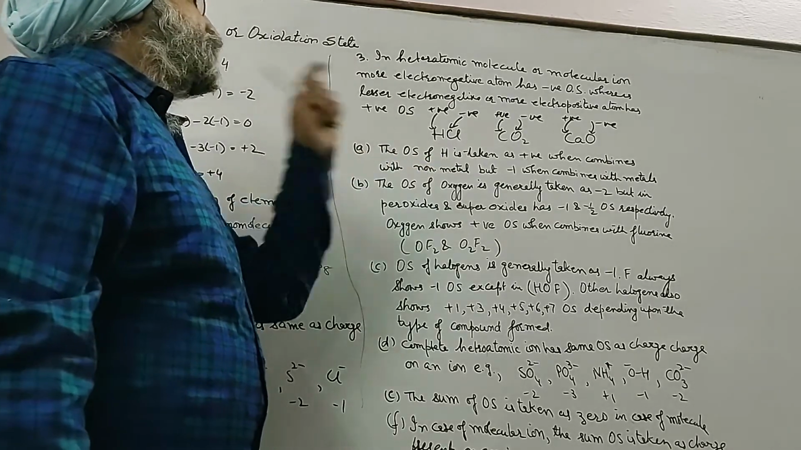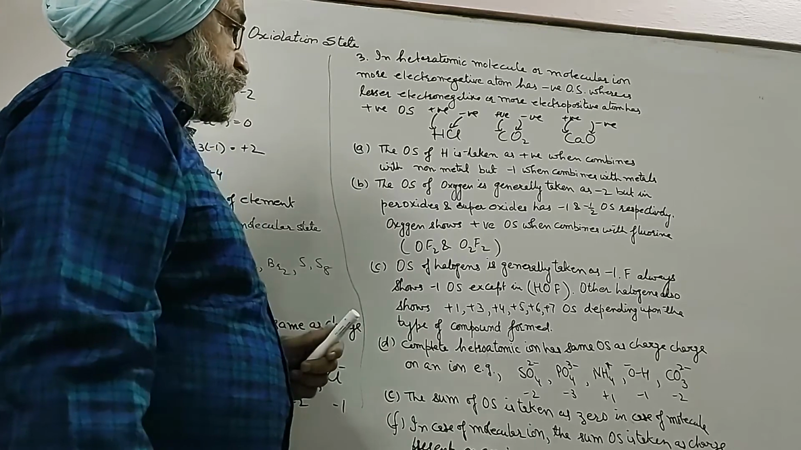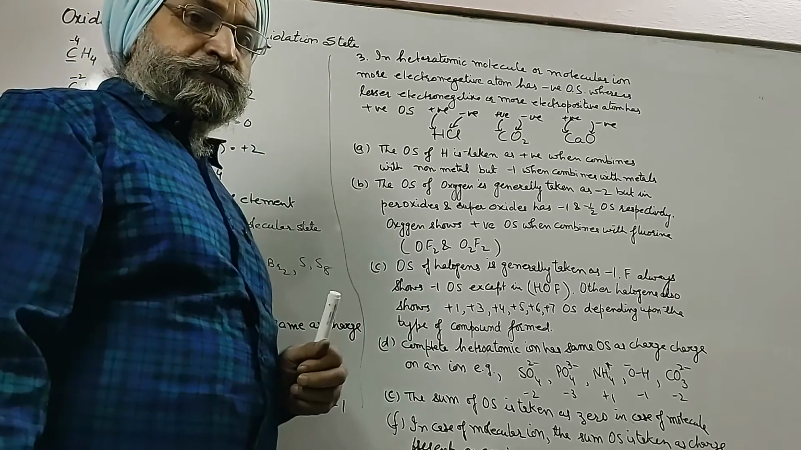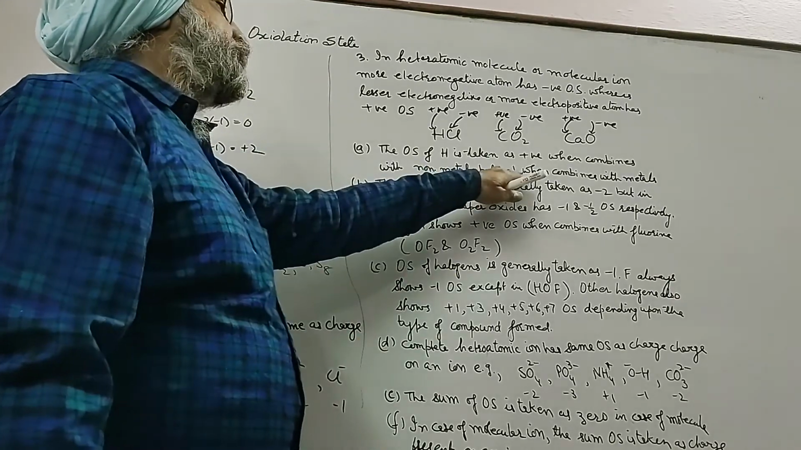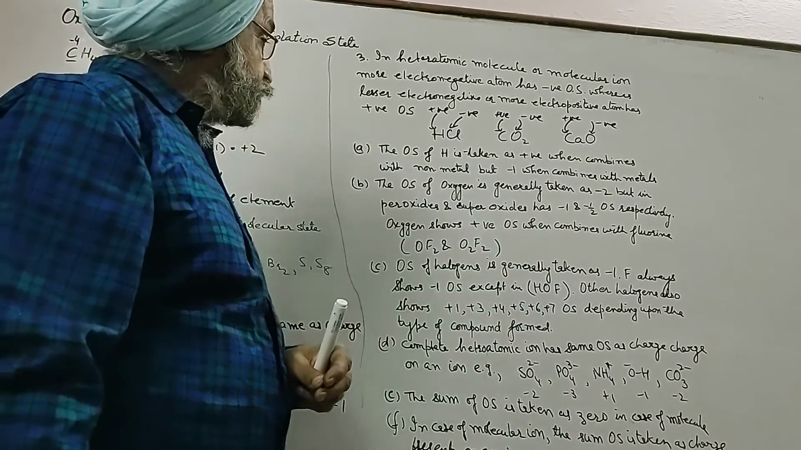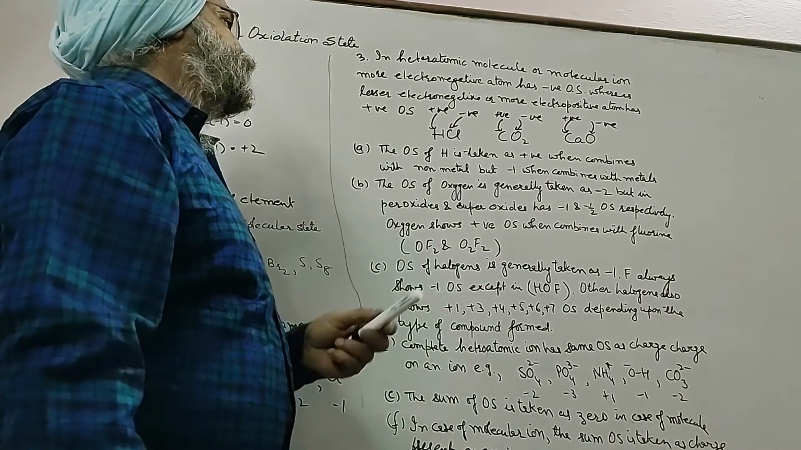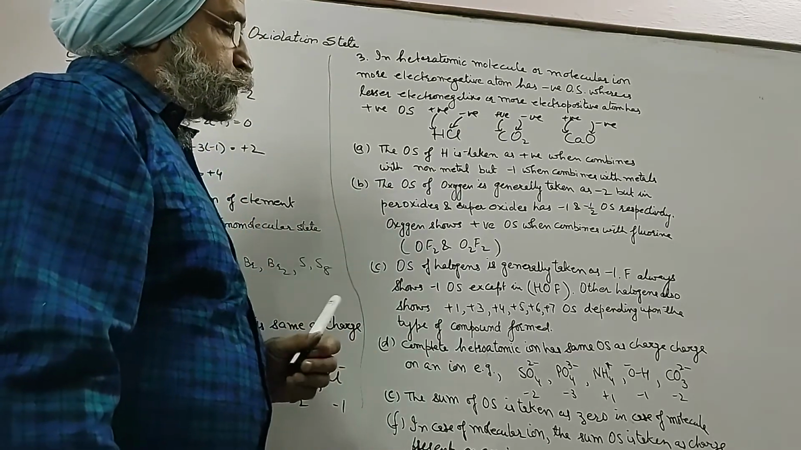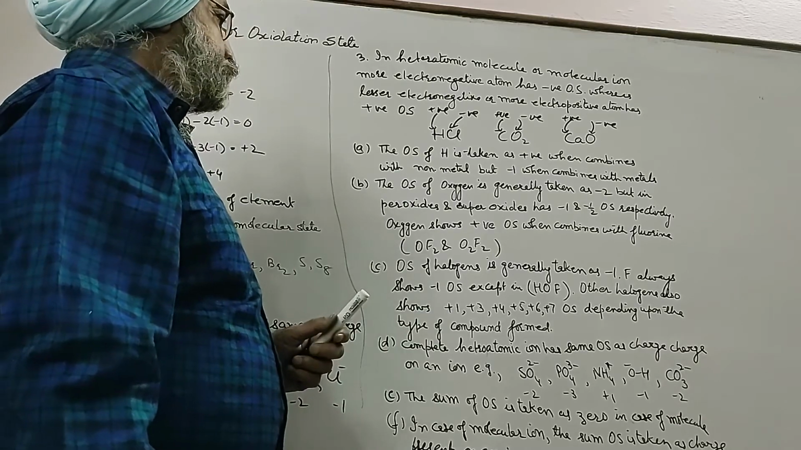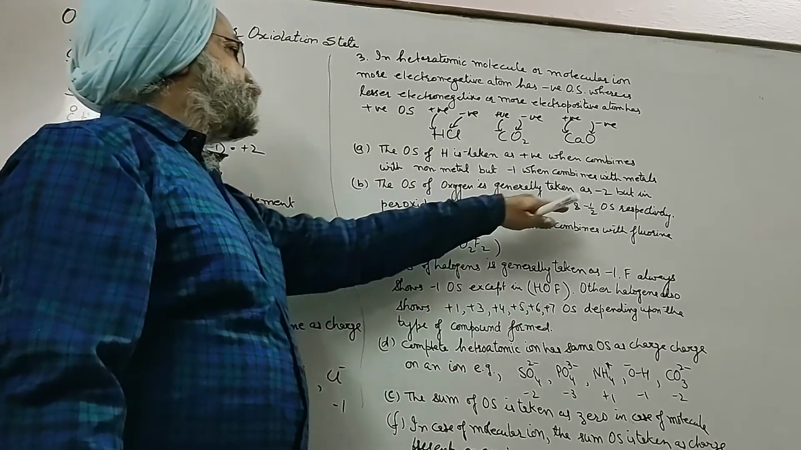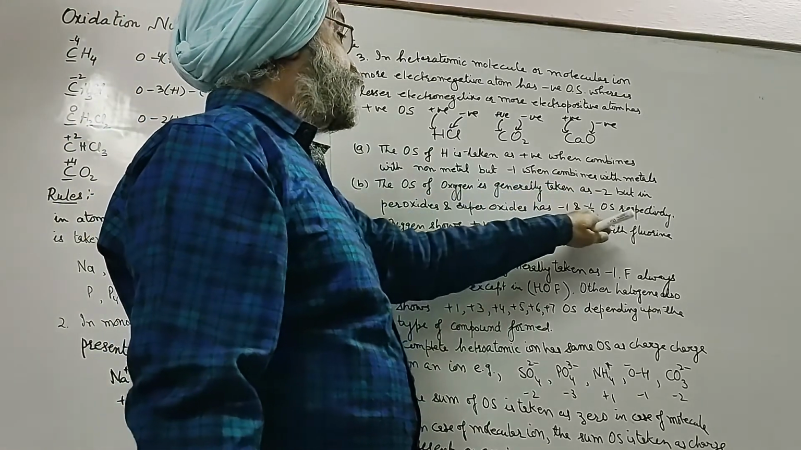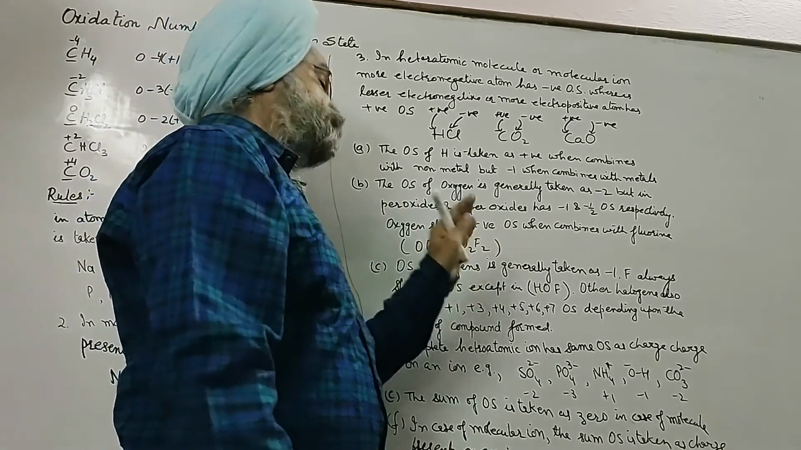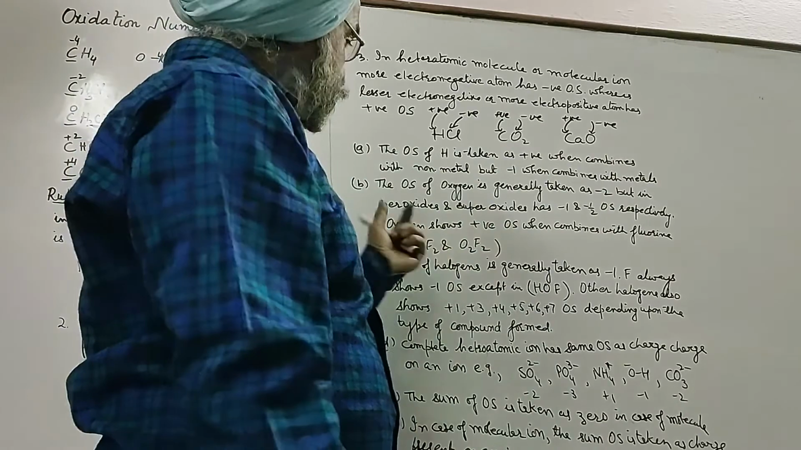The oxidation state of hydrogen is taken as +1 when it combines with a non-metal, but -1 when it combines with a metal, because metals are more electropositive than hydrogen. The oxidation state of oxygen is generally taken as -2, but in peroxide and superoxide it is -1 and -1/2. In this way we find that the oxidation state of oxygen is generally negative, but oxygen shows a positive oxidation state when combined with fluorine, because fluorine is more electronegative than oxygen.